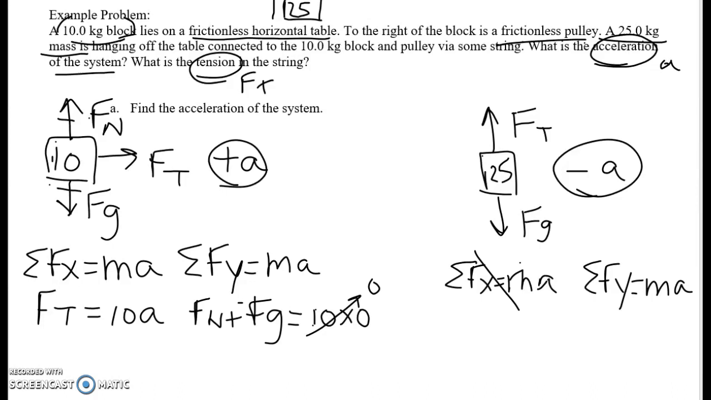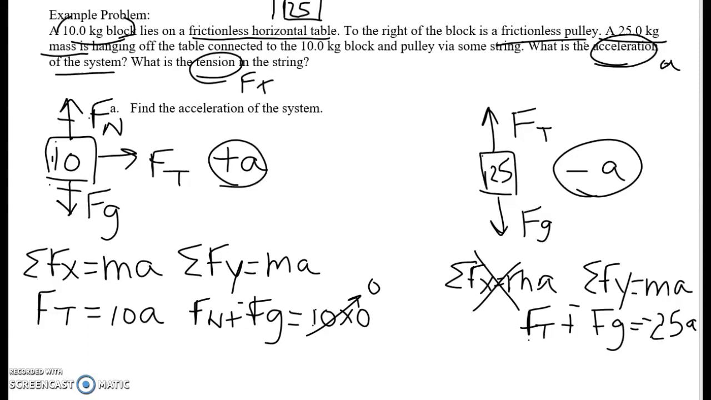Okay, there are no forces in the x direction because that block is hanging, so I'm going to get rid of that. And then I'm just going to sum up my forces in the y direction. So I have tension plus gravity. Gravity is going to be negative. My mass is 25. And I don't know my acceleration up and down, but I do know that it's accelerating in the negative direction, so I'm going to put a negative right there, negative 25a.